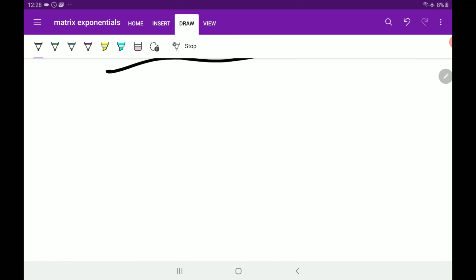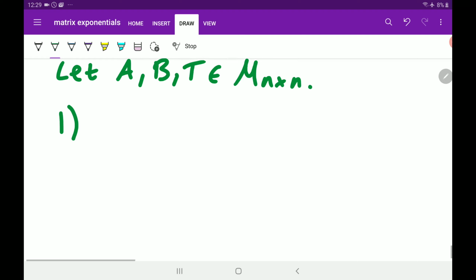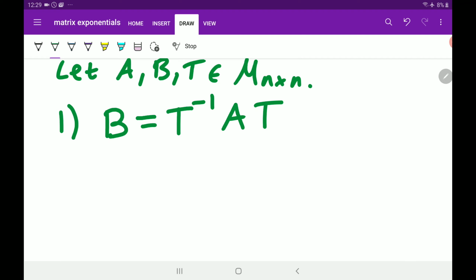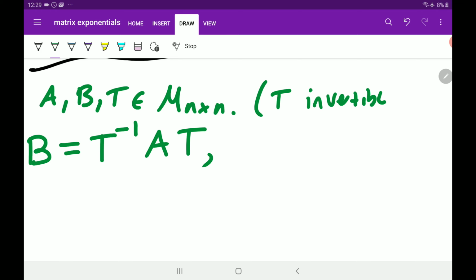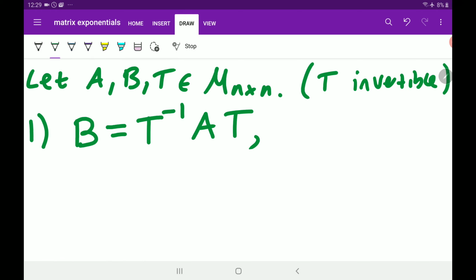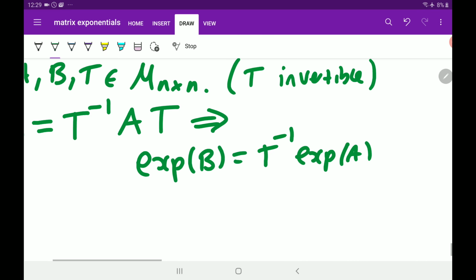So we get to the three fundamental properties of the exponential matrix. Let A, B, and T be n by n matrices. The first fundamental property, which we use to compute, is this: if B is T inverse times A times T, and I guess we have to say that T is invertible, it must be in the hypothesis, then the matrix exponential of B is T inverse times the exponential of A times T.